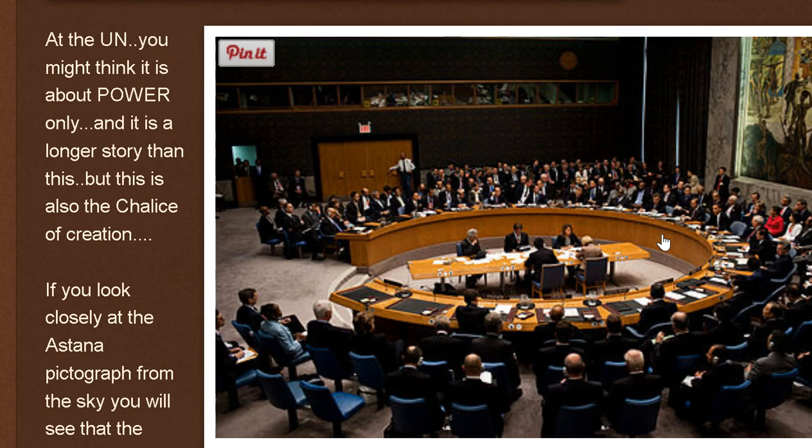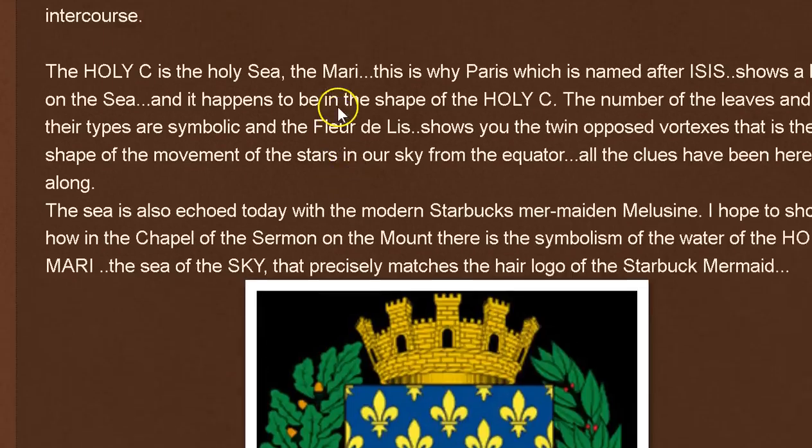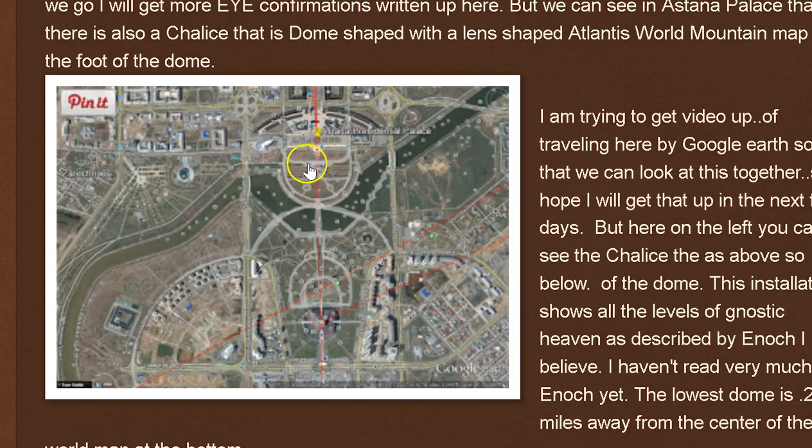If you look closely at the Astana pictograph from the sky, you will see that the stem of the chalice is an incarnation tube. There is a fetus between the legs of the eagle on the top side of this picture. I will take you here and show you this in a video, showing more of the detail. This fetus incarnates down through all the layers of the dome, through what looks like the magic sword, with the flying serpent or bird with lightning from heaven coming from its mouth.